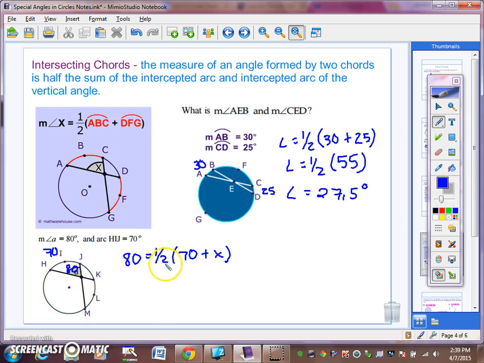I can go ahead and get rid of my half by multiplying by 2. And I get 160 degrees is equal to 70 plus x. And then I can subtract 70 from both sides, and I get 90. So the missing arc is going to be 90 degrees. So from KL to M is going to be 90 degrees.